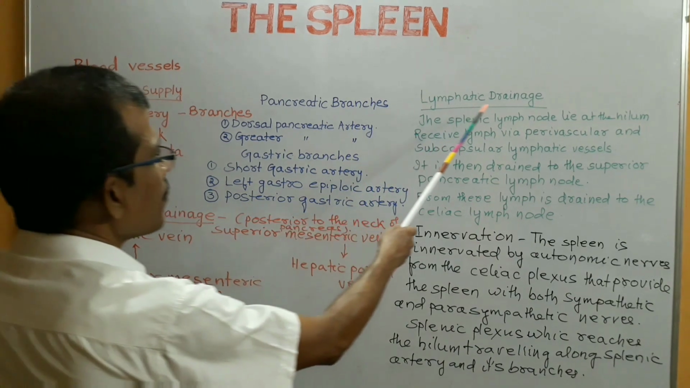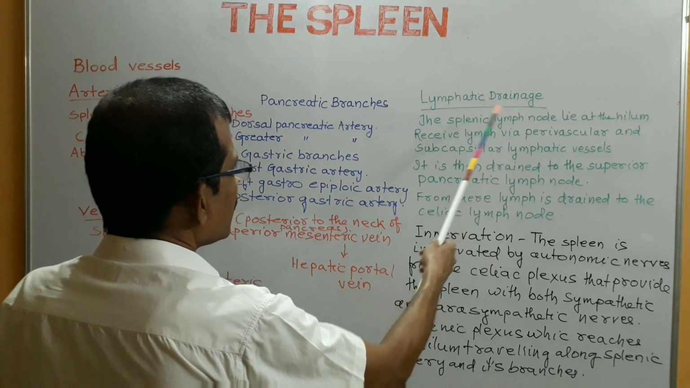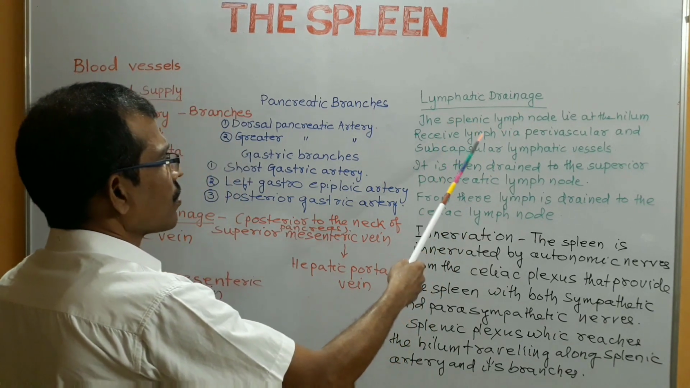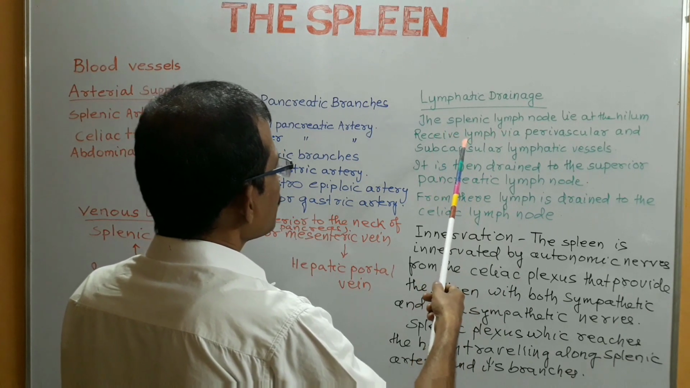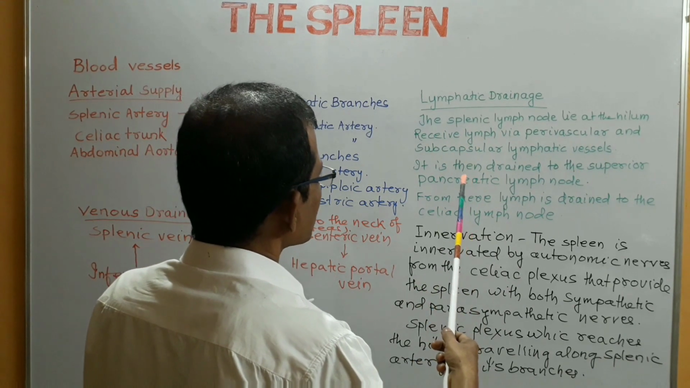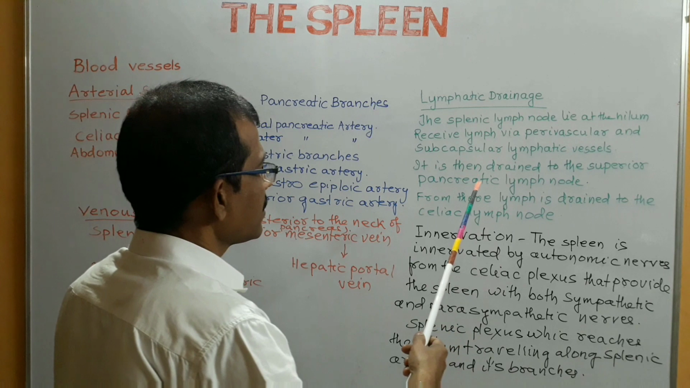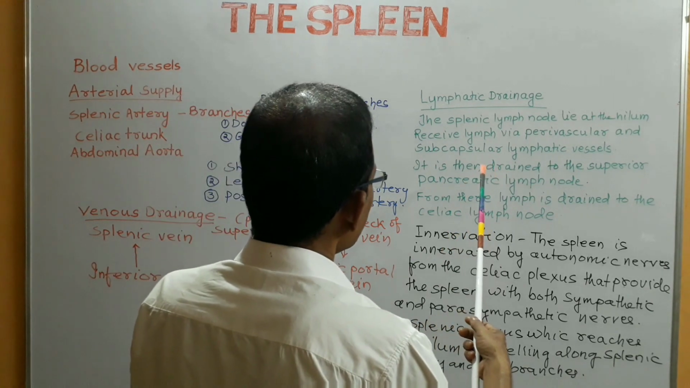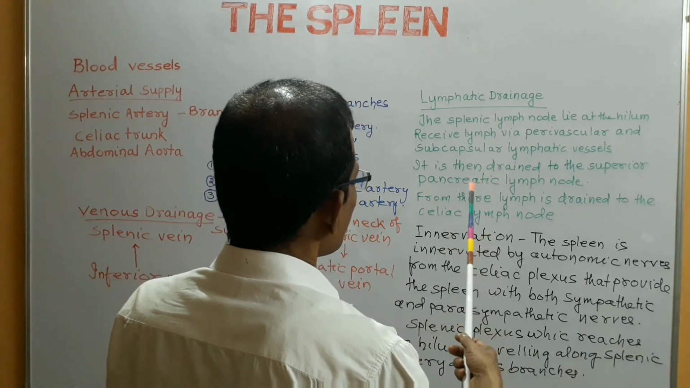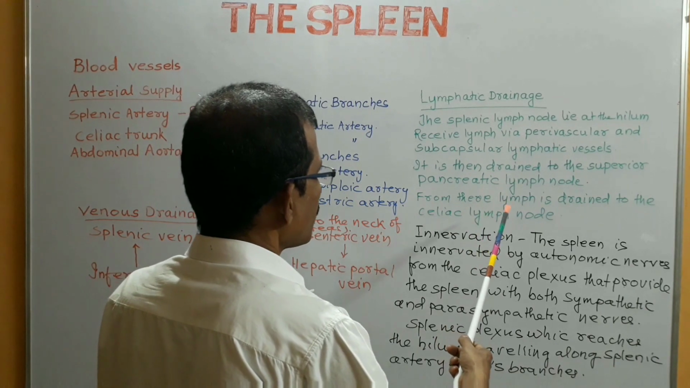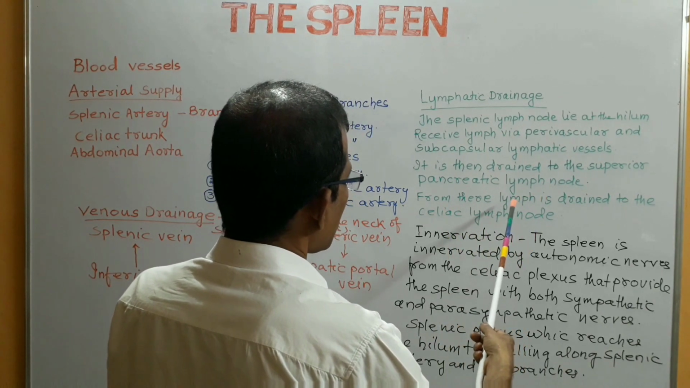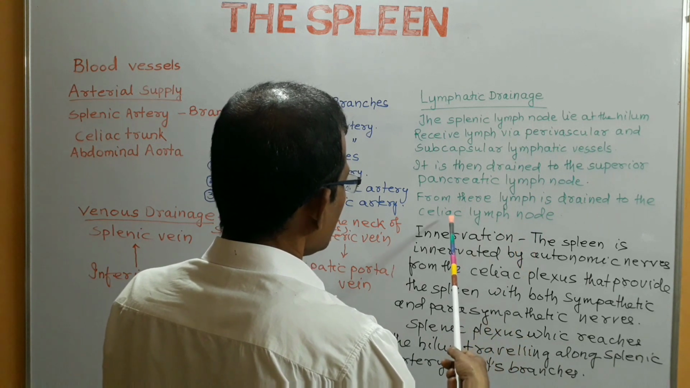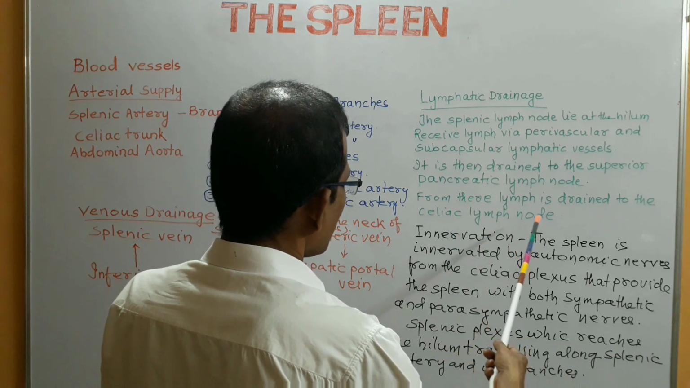Next is lymphatic drainage. The splenic lymph node lies at the hilum. It receives lymph via perivascular and subcapsular lymphatic vessels. From there, the lymph is drained to the superior pancreatic lymph node, and from pancreatic lymph node, the lymph is drained to the celiac lymph node.